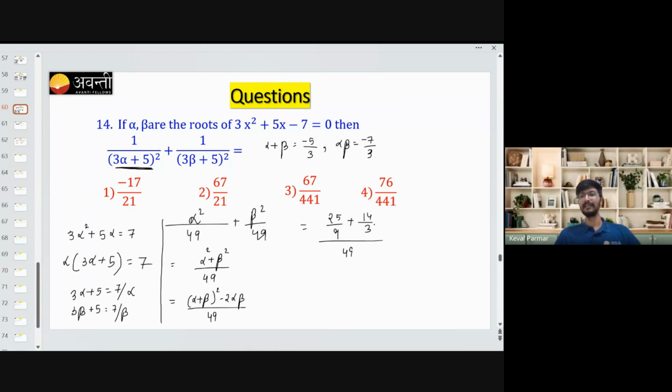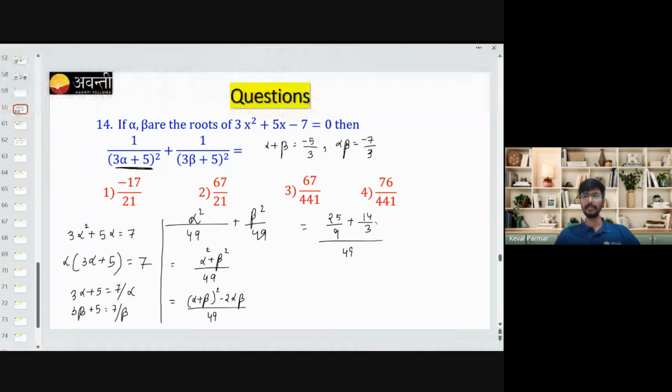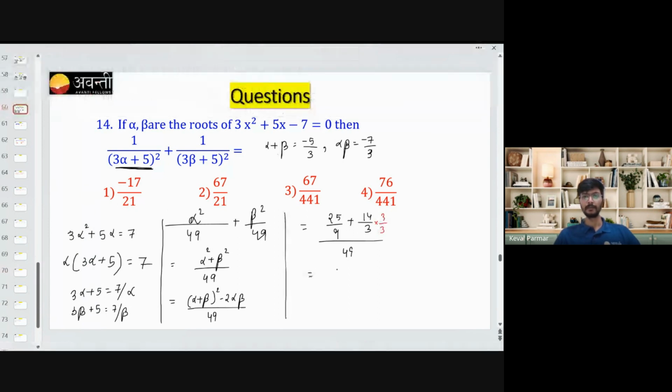We need to take LCM. So for taking LCM, what do we do here? We multiply and divide by 3. So the LCM is 9. So what do we have here, guys? We'll have 25 plus 42, upon 9 into 49. So I think 9 into 49, what is it? 441, I guess.